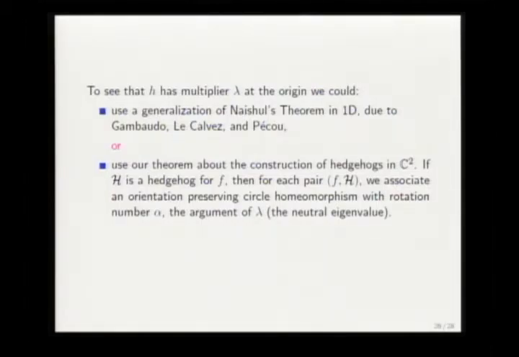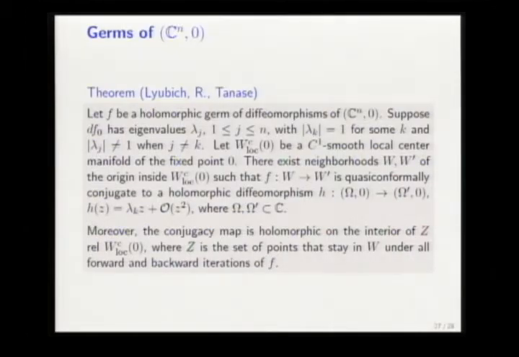So, one more theorem. Everything that I talked about extends to germs of C^n at 0 with precisely one neutral eigenvalue. So you have n eigenvalues of the linear map at the origin. Some of them are inside the unit circle. Some of them are outside of the unit disk. And precisely one is on the unit circle.